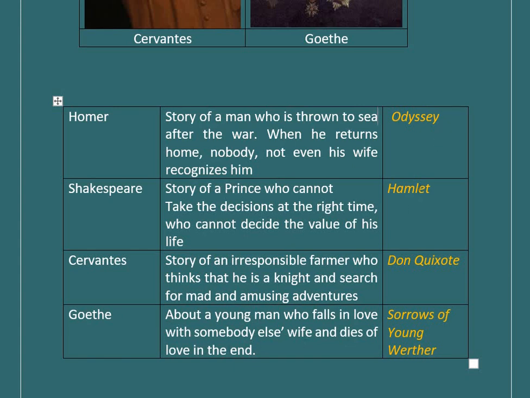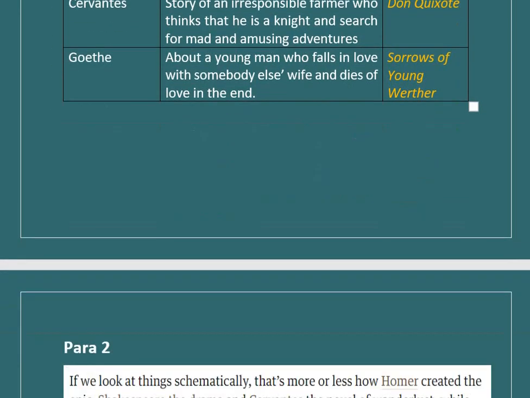So, what are Hamlet, Don Quixote, and Sorrows of Young Werther? That is the name of the last work, Sorrows of Young Werther. It is said that this particular work served as a beginning for the romantic movement in European literature. So, moving on to the next para.